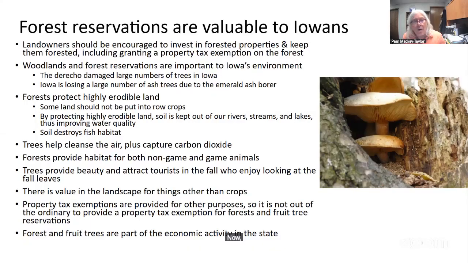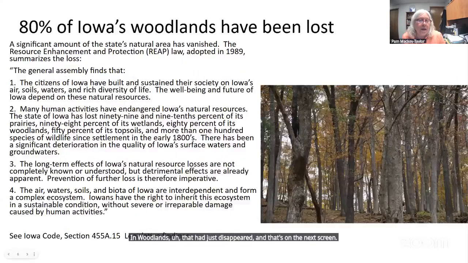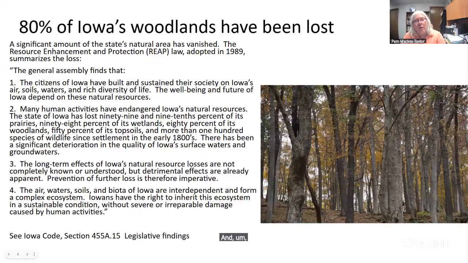Now, in Iowa, we have seen about 80% of our forests and woodlands just disappeared, and that's on the next screen. And the woodlands have been lost due to farming, housing, economic activities that have destroyed them.